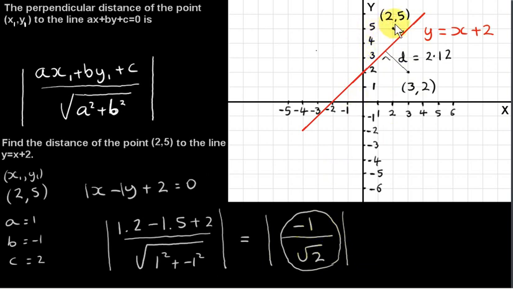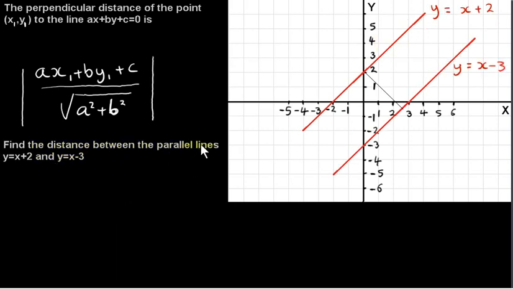That means that points on the other side of the line, like the point 2,5, will give us a negative value for this quantity. So we get 1 over root 2, which is 0.71 to 2 decimal places.